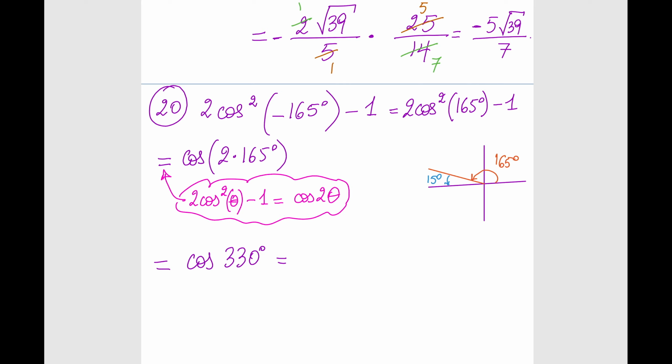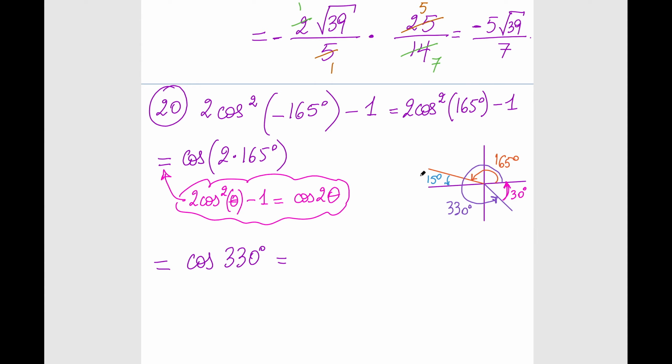Let's make sure. So what's 330 degrees? What is it on the picture? 330 is going to be somewhere in the fourth quadrant, right? So this is 330 degrees. And what's that angle here? What's this reference angle? The acute angle that separates this angle from the x-axis. It's going to be 30 degrees, right?